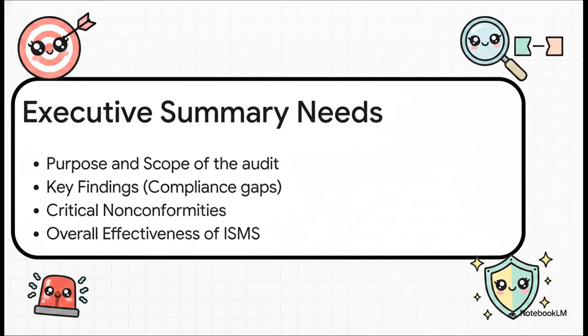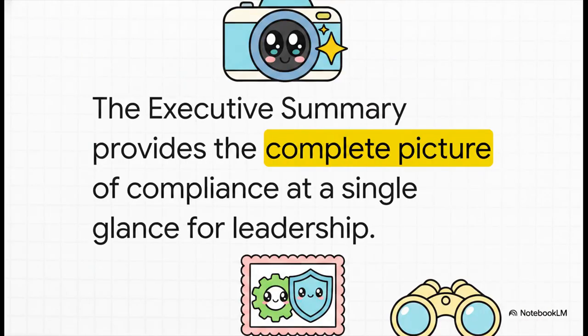No way. So your executive summary has some non-negotiable elements that you just have to punch out clearly. You've got to include the purpose and scope of the audit, the key findings or compliance gaps, any critical nonconformities, and you need a definitive statement on the overall effectiveness of the Information Security Management System, the ISMS. Because really, the executive summary must provide the complete compliance picture at a single glance.